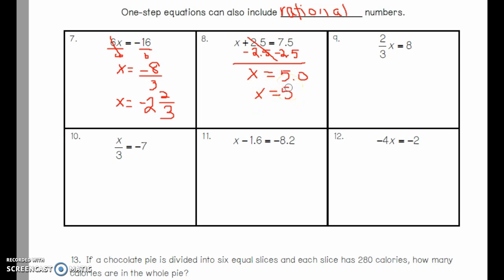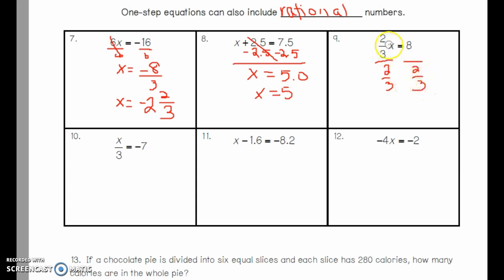Okay, number 9 is the scariest one for you guys because it's going to take me a little bit to explain it. Again, you ask yourself, what's going on here? Well, I'm multiplying 2/3 times x, which means I have to do the opposite. The opposite of multiplication is, yes, it's division. So divide both sides by 2/3. And I know you're thinking, oh gosh, I don't want to divide fractions. Well, this isn't really too hard.